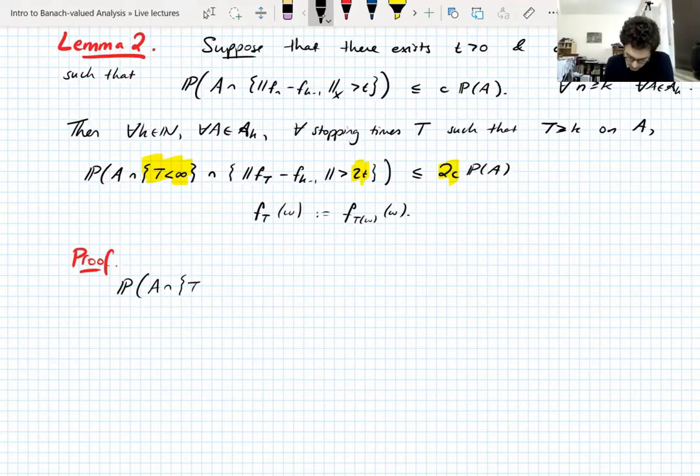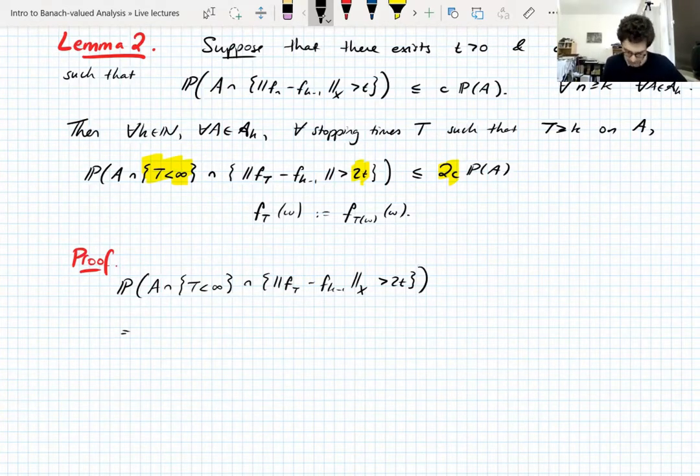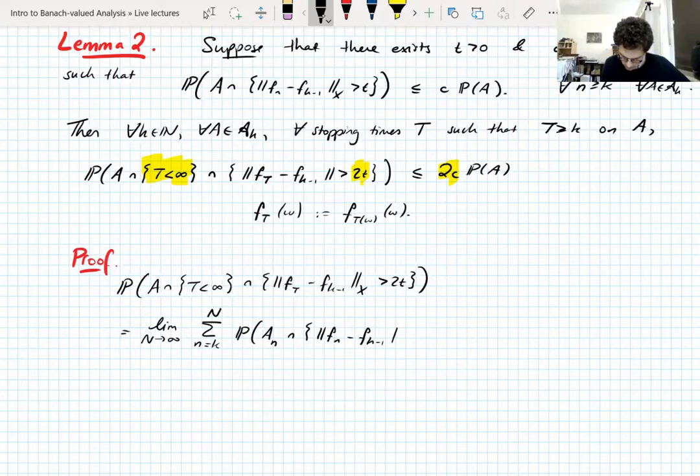So let's start. We write this probability as a limit as capital N goes to infinity of the sum from small n going from k to N. So we're summing over all the possible values of the stopping time on A. The stopping time is greater than or equal to k on A, so we only go from k to infinity. And just to make everything rigorous, I'm going to write it as k to capital N and take the limit as capital N goes to infinity. The probability of the set An, which I'll define, but you can probably guess what that is, intersect where the oscillation is large. Of course, An is the set A intersect T equals n. So the subset of A where T equals n.